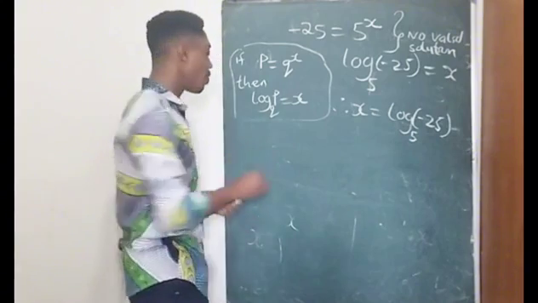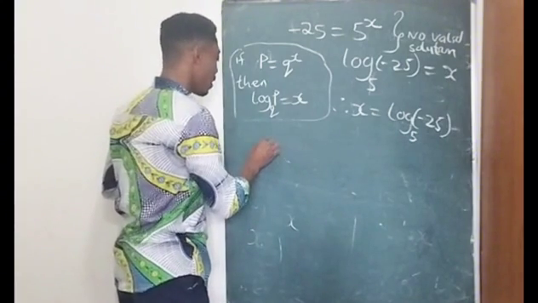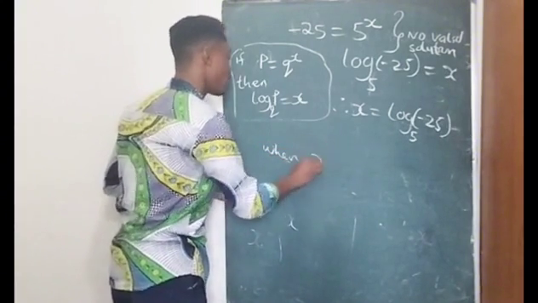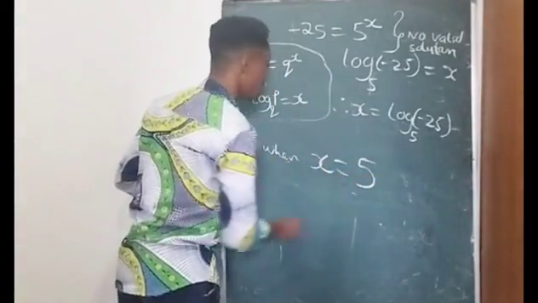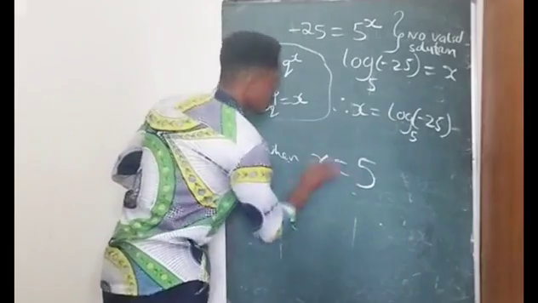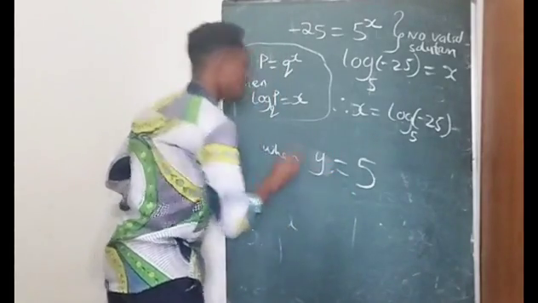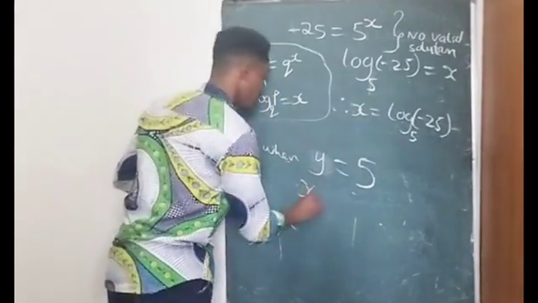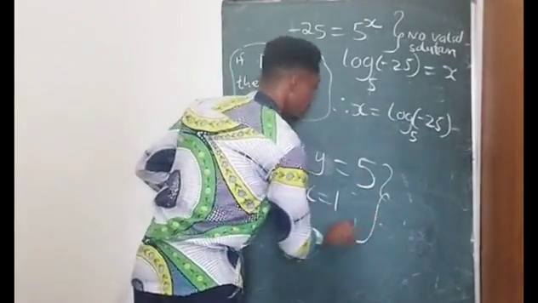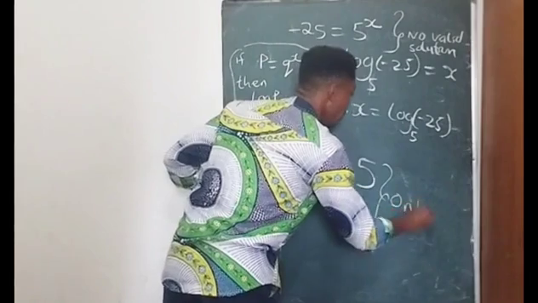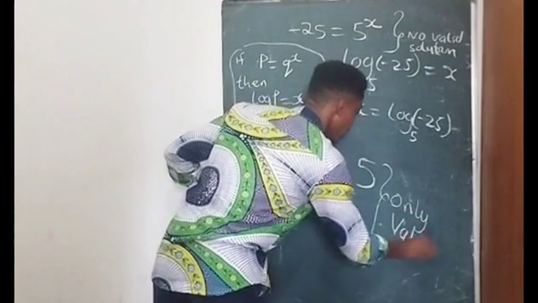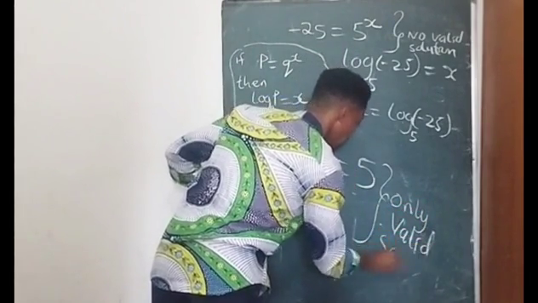Now, the only valid solution is that when y is equal to 5, x is equal to 1. This is the only valid solution.